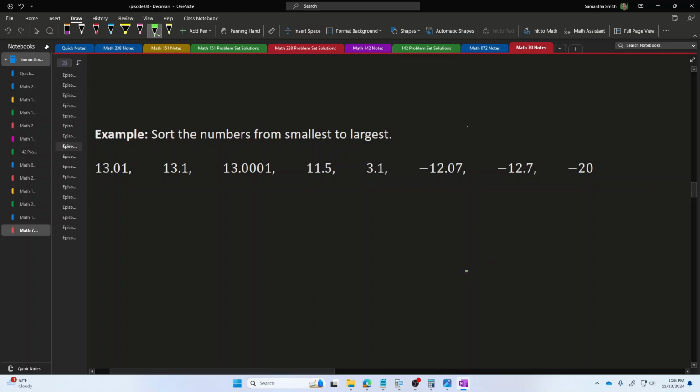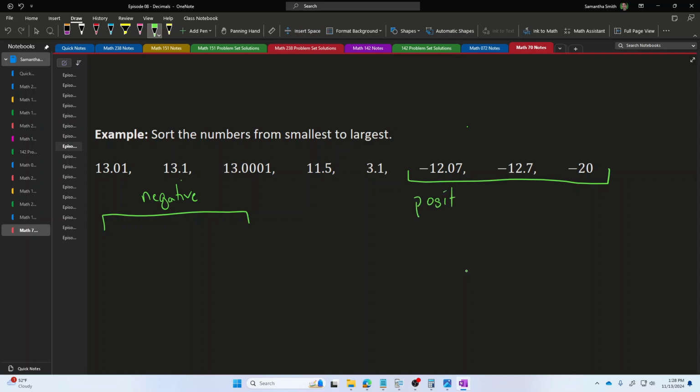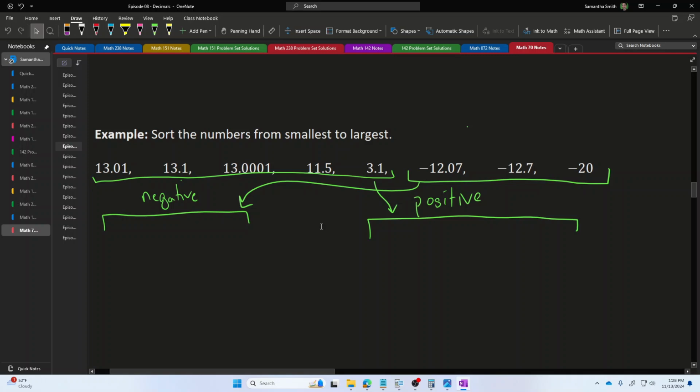Now the first thing that I'm going to do is separate out the negative values from the positive values. All the negative values will go on the left, and all the positive values will go on the right. So I'll do a little switcheroo, but the positive numbers, which are going to be the biggest ones, furthest to the right, and the negative numbers will be over here on the left side.